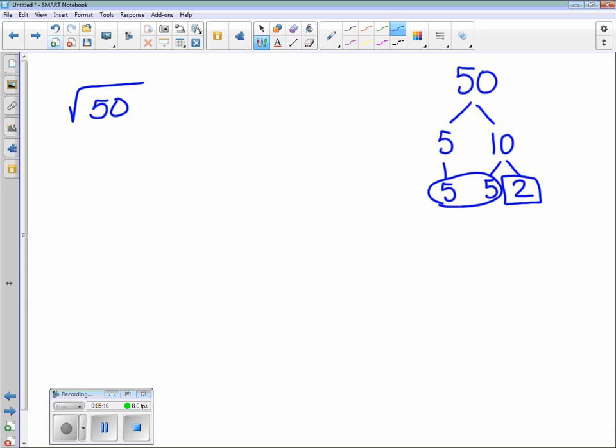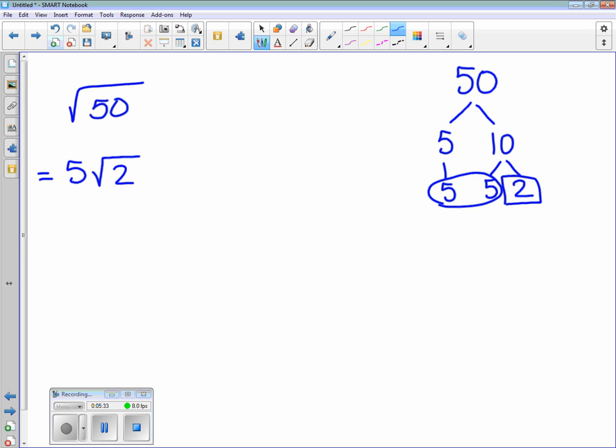I'm circling groups of 2 again because my index is 2. What number comes outside of the radical? The 2 or the 5? The 5 does. So 5 comes outside, and there is something left over, so there is something that stays under the radical, and what would it be? 2. Good, and that's my answer.